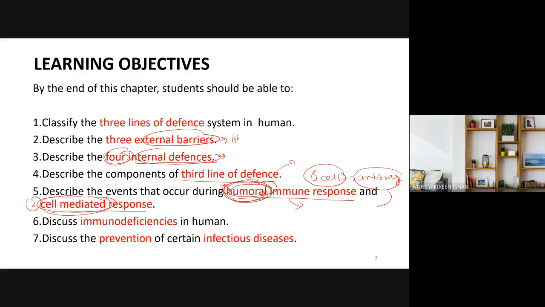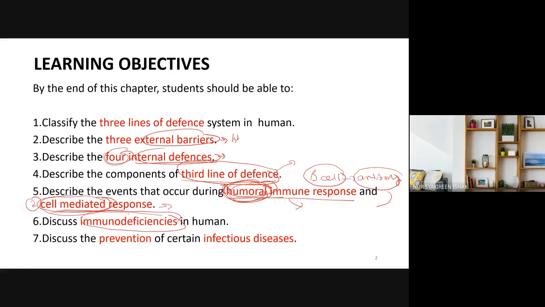Okay. So ada mekanism dia nantilah yang kita akan tengok. So this one it involve cytotoxic T cell. So this is the third line defense. Ingat ya, third line defense, humoral and cell mediated immune response. And then after that, we are going to look at immunodeficiency.